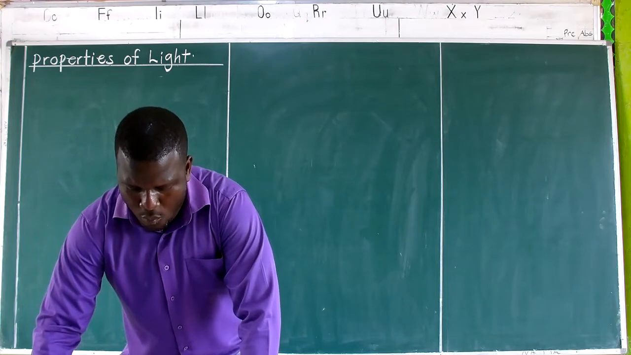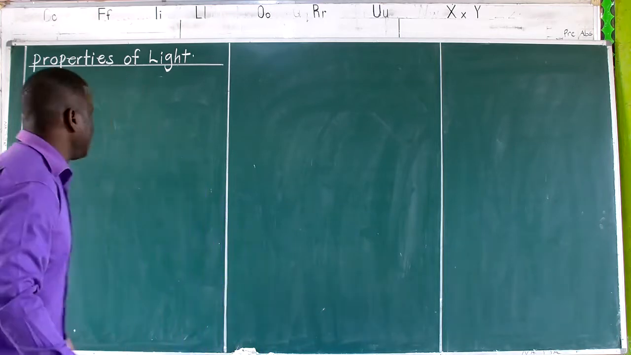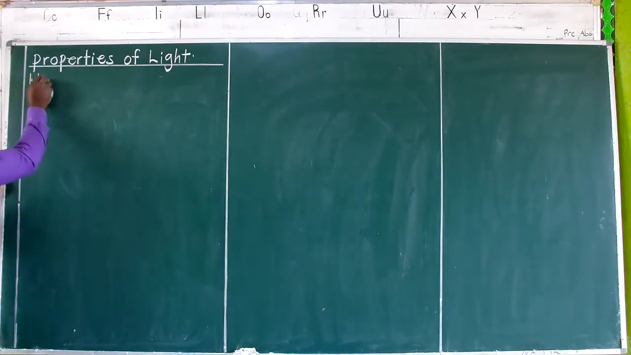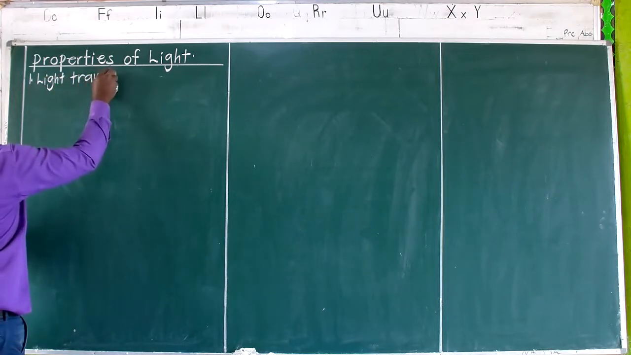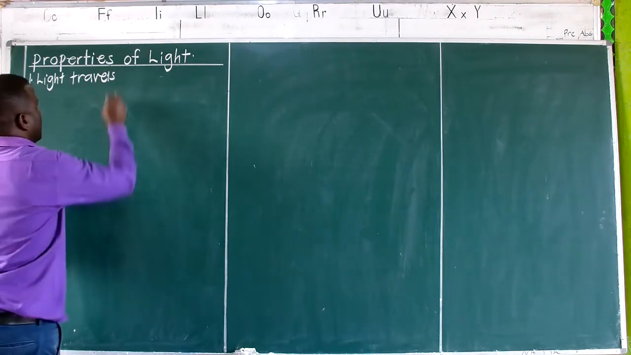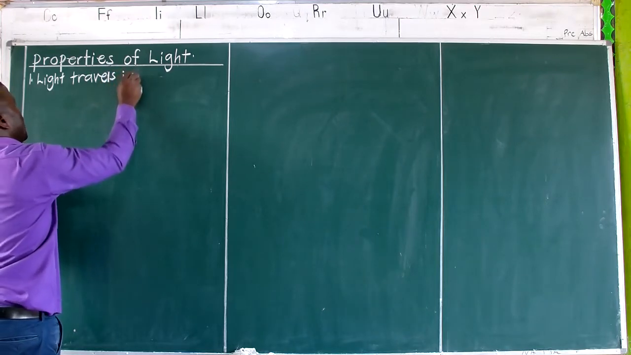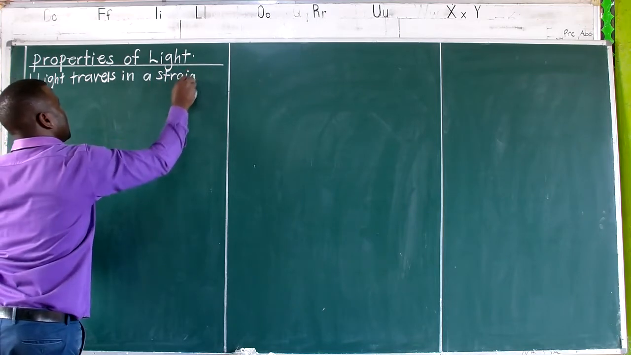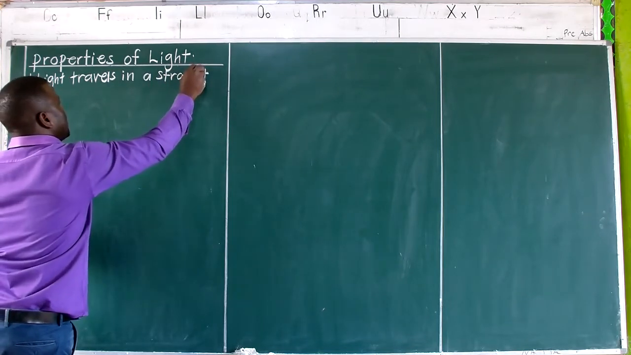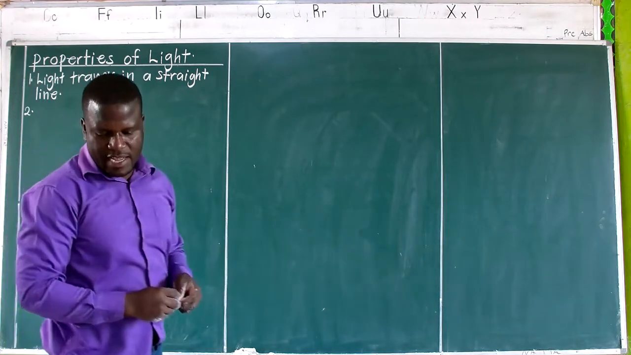Now, we have around 4 properties of light. Number 1, light travels in a straight line.